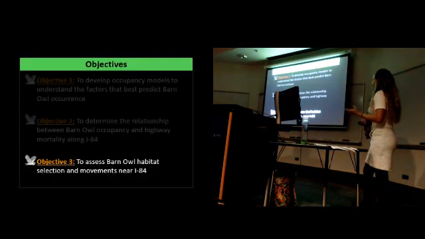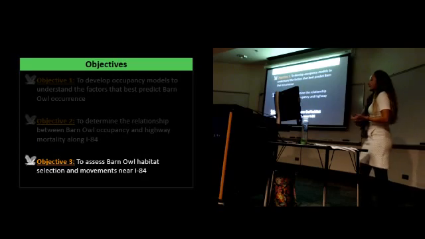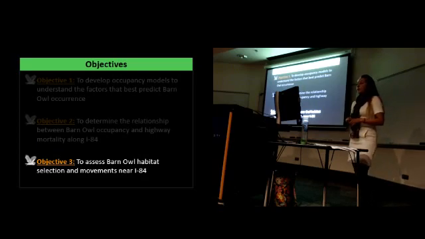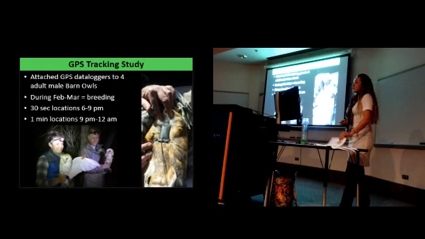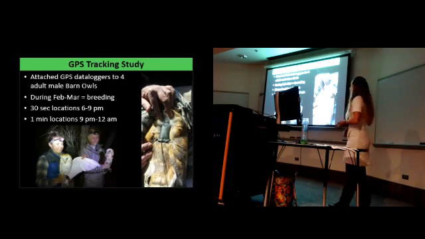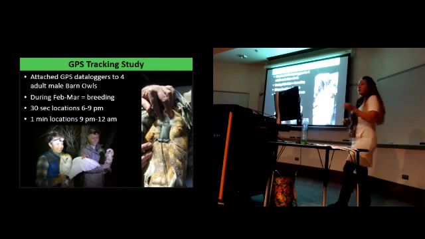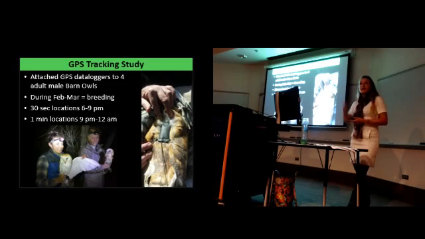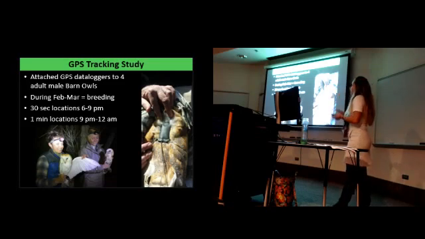My third and final objective was to assess barn owl habitat selection movements in relation to I-84. To do this, I attached GPS data loggers to 4 adult male barn owls during the breeding season. GPS data loggers were attached backpack style, and I included a VHF telemetry unit and the GPS unit. I included the VHF tracker so that I could determine whether the owl was in the nest box or not before I attempted recapture, which is the caveat of using GPS data loggers.